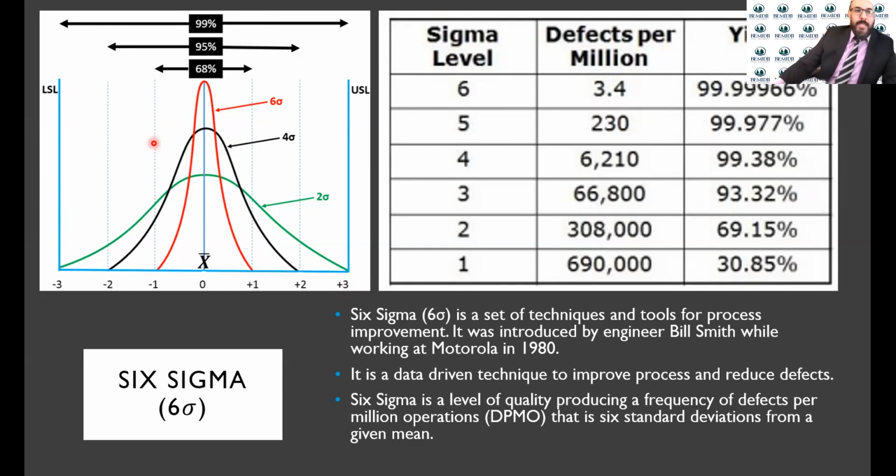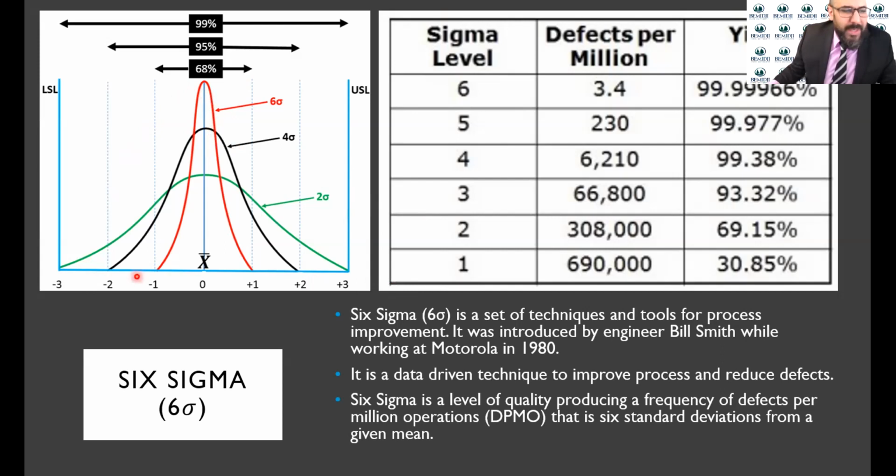So what's the goal? We have the upper specification limits and lower specification limits. These are the tolerances, basically. And we need to see that 68% of the data will fit between +1 and -1 standard deviation. 95% of the data will fit between +2 and -2 standard deviations. And 99% of the data should fit between +3 and -3 standard deviations.